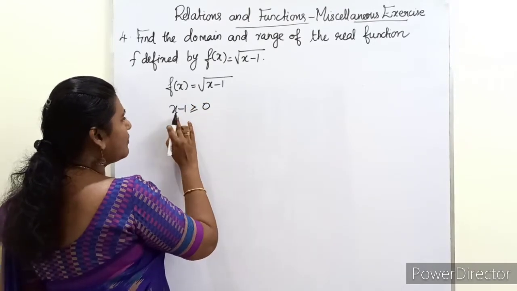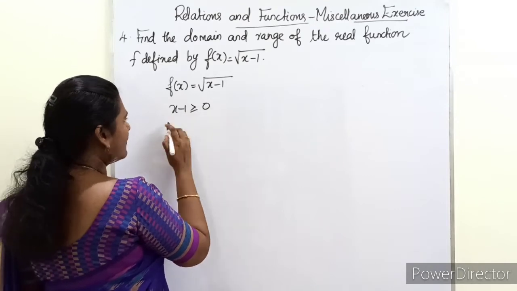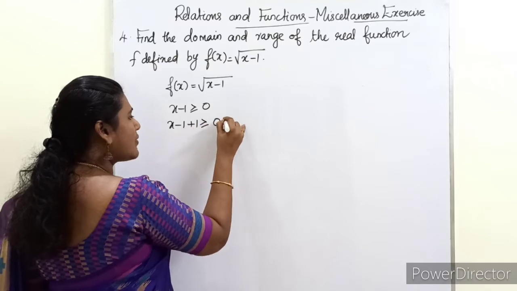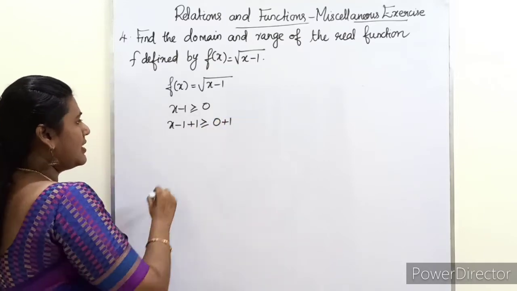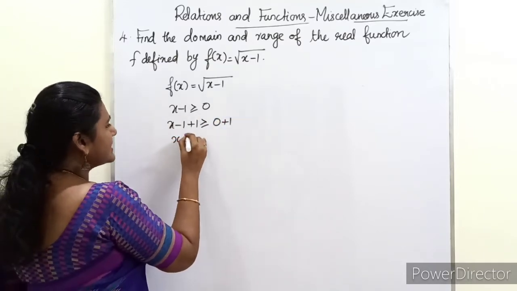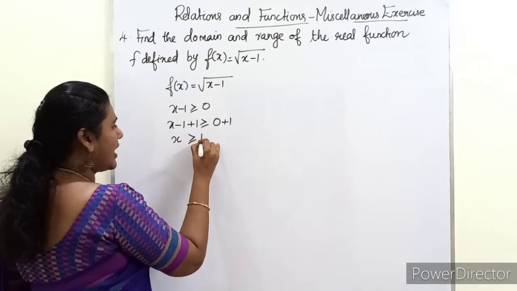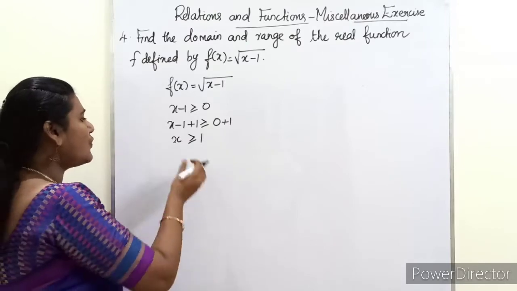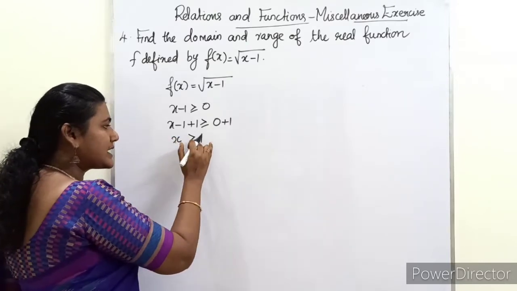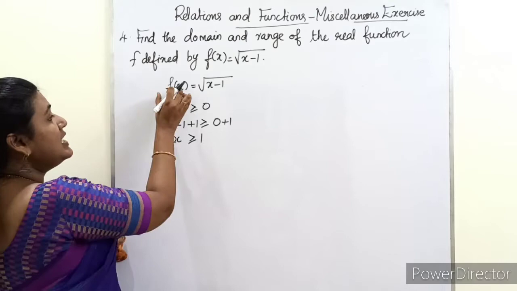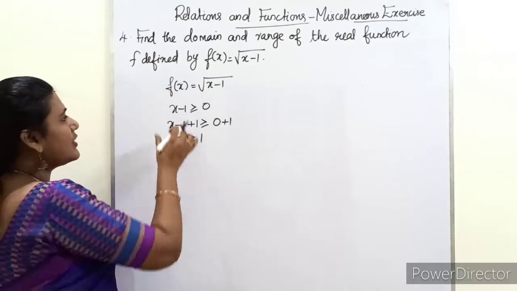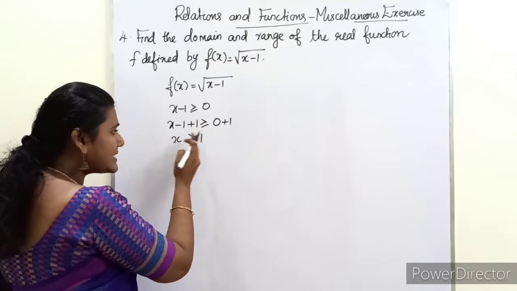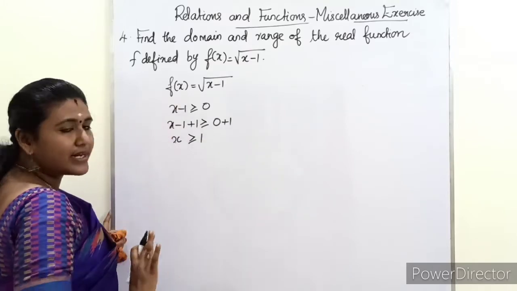Now adding 1 on both sides of the inequality, that is x minus 1 plus 1 greater than or equal to 0 plus 1. Now we will simplify this. So x is greater than or equal to 1. So the value of x is greater than or equal to 1. So for all values of x greater than or equal to 1, the function will be a real function, or the function is defined. Below this range, that is less than 1, the function is not a real function.